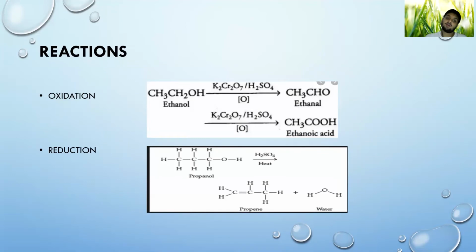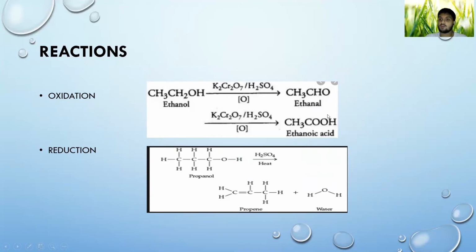So what happens is, when you react ethanol with potassium dichromate, and we also have sulfuric acid. Why do we have sulfuric acid? Because we want to speed up this reaction, so sulfuric acid acts as a catalyst. We are oxidizing this and we are able to get ethanoic acid. That's the way we are doing this.